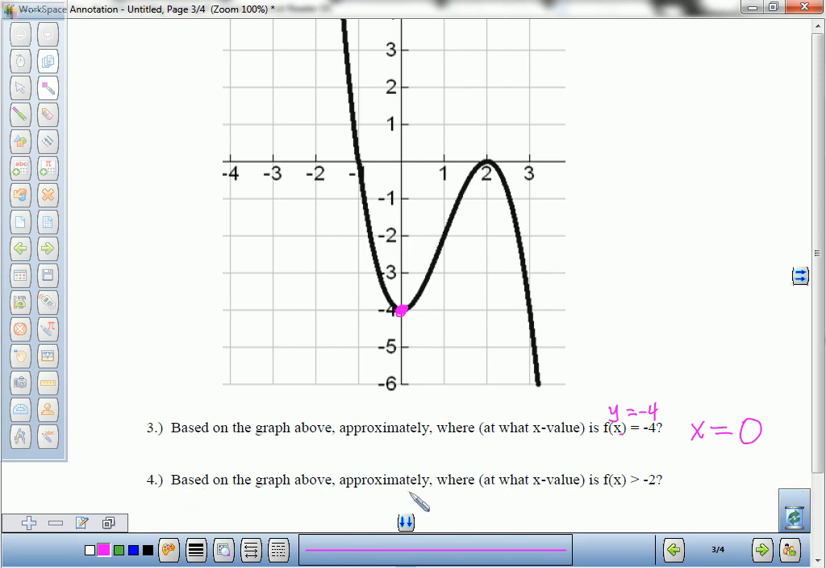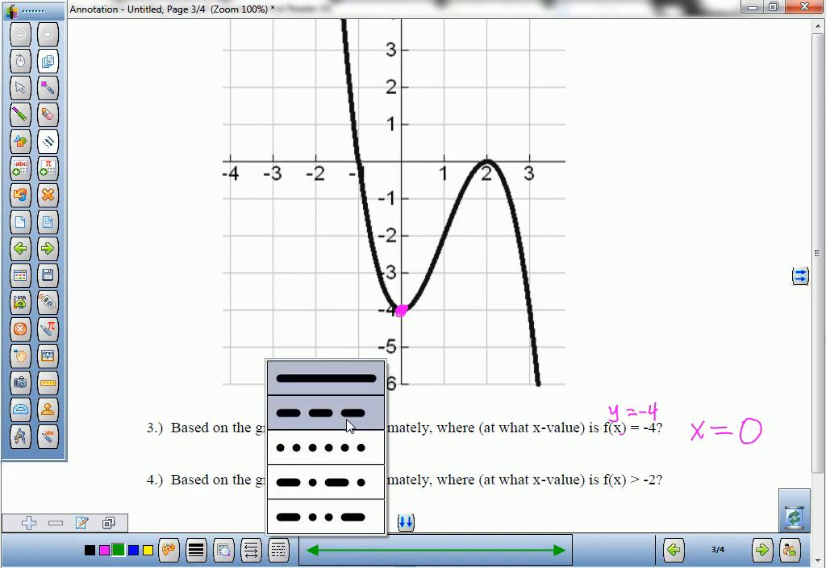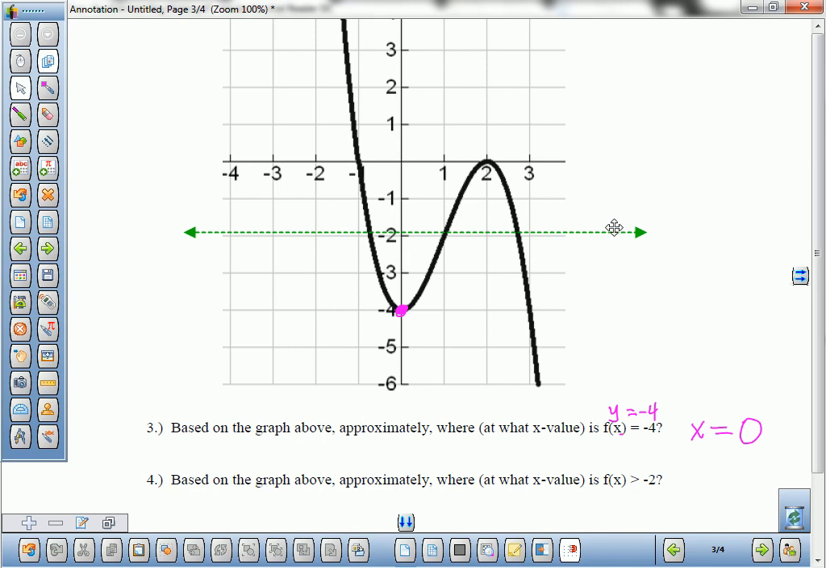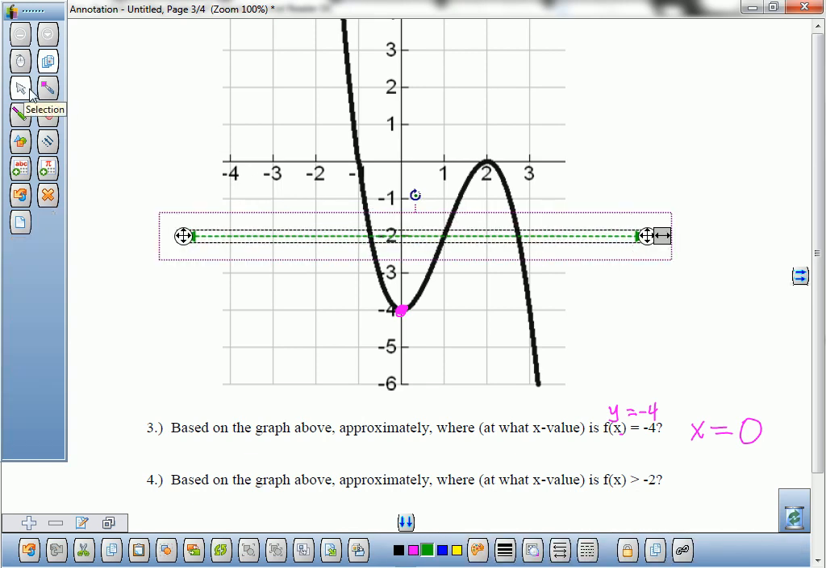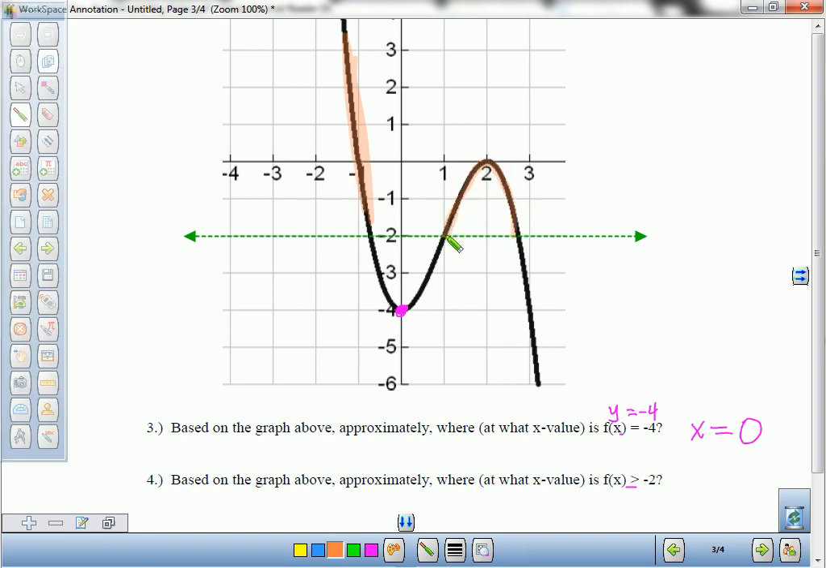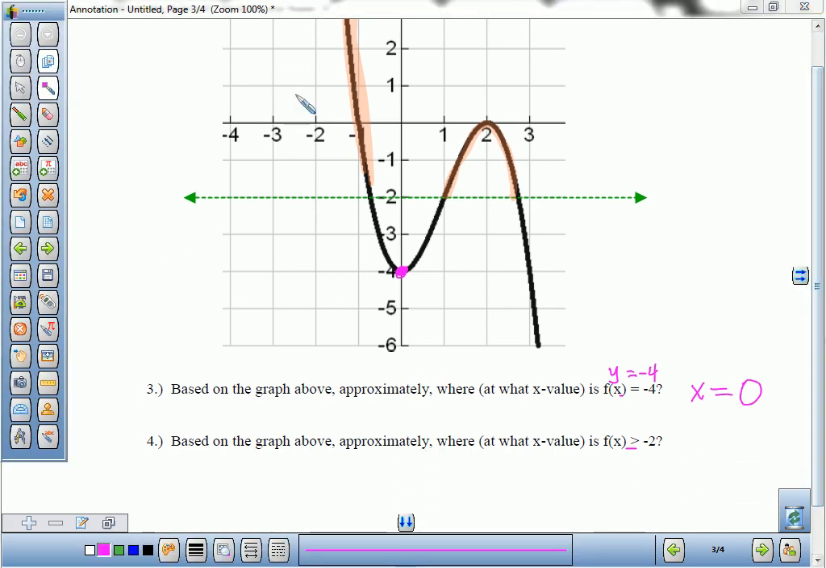Okay, the next one, based on the graph above, where is the function greater than negative 2? Okay, so let's throw in a line right here at negative 2, almost. So where is it greater than negative 2? Above this line. It is greater than negative 2 above that line. So it's greater over here, and it's greater from here to here. So what do we write for that? Okay, so we got two intervals we have to write.